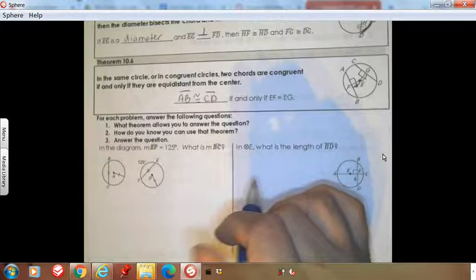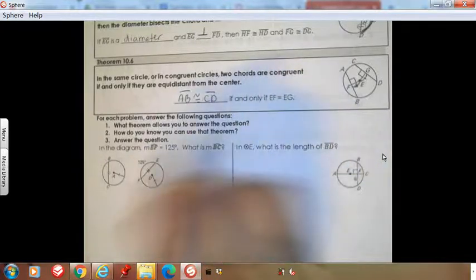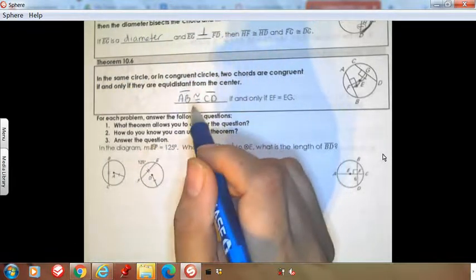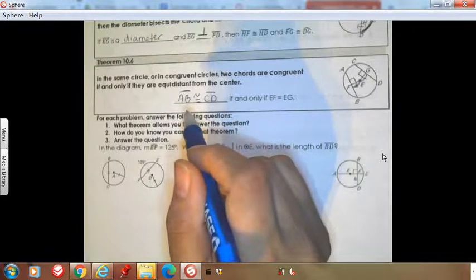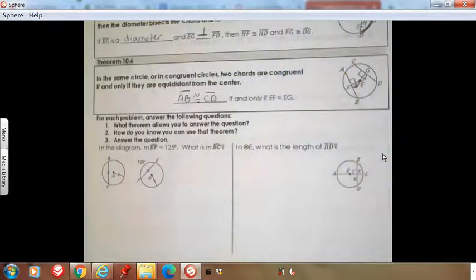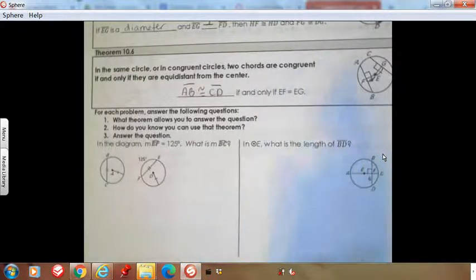Okay, so what theorem allows you to answer the question? That's what you're going to ask yourself first. Is it theorem 10.3, 10.4, 10.5, or 10.6? You don't technically have to memorize the numbers of the theorems. You don't have to say this is theorem 10.5. But for the sake of practicing these, I'm going to reference the numbers. When it comes down to knowing what to do in a problem, when you see a diagram, you just have to remember what one of those theorems said. But if it helps you to remember the numbers, go for it.